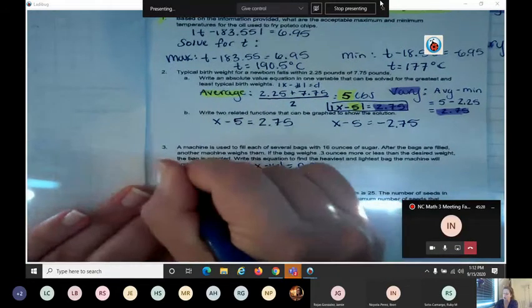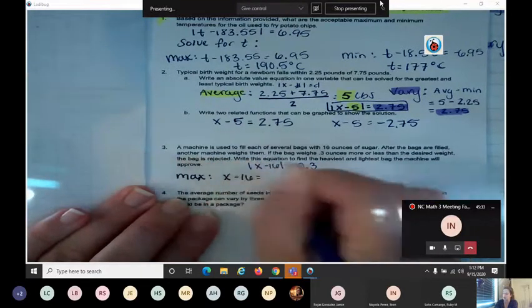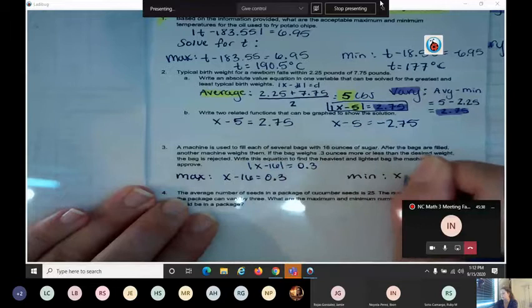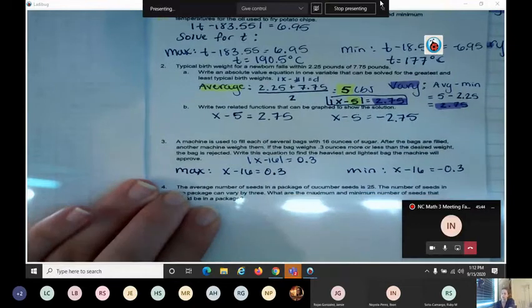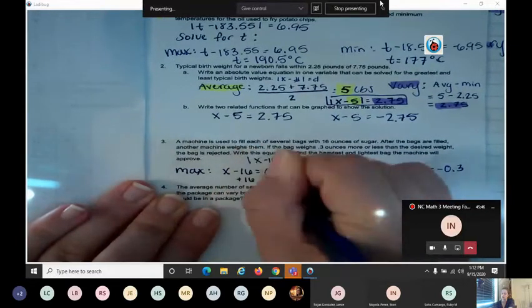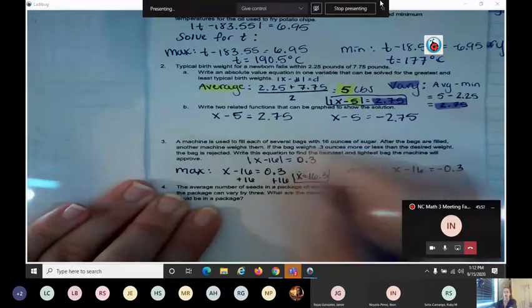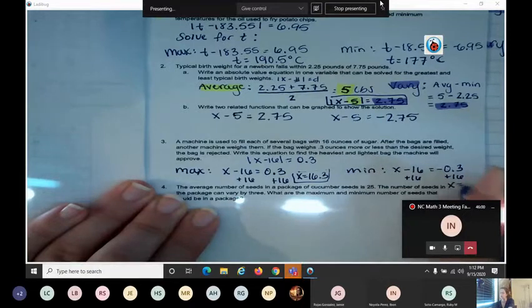So all we would do for our max, we would take x minus 16 and set it equal to positive 0.3. For our min, we would take x minus 16 and set it equal to negative 0.3. And we solve, so we add 16 on both sides to get that x equals 16.3 is the largest bag we could have. We add 16 on both sides to get that x equals 15.7 is the smallest bag we could have.